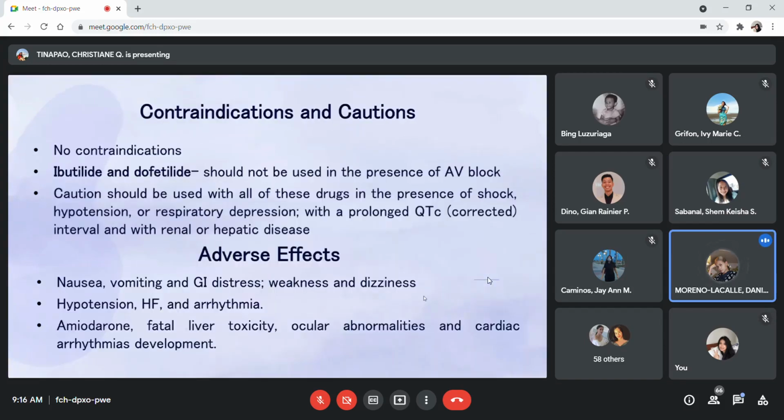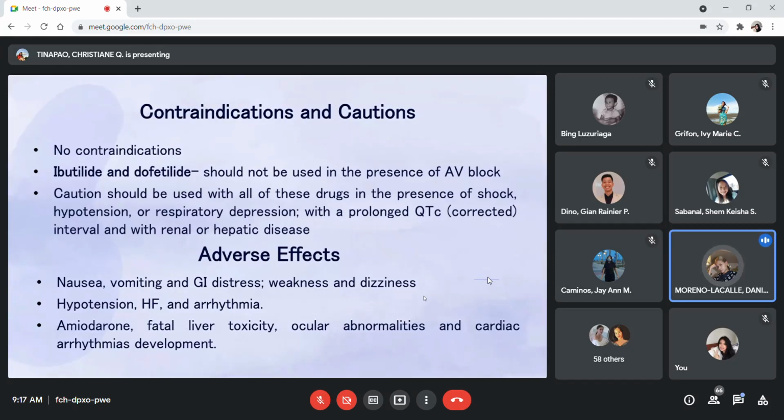Next slide, please. So we have here the contraindications and caution. There is no contraindication in class 3. Ibutilide and Dofetilide should not be used in the presence of AV block because the drug can worsen it. Okay. And then the adverse effects are vomiting, GI distress, weakness, and dizziness.